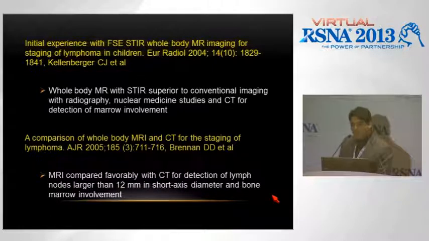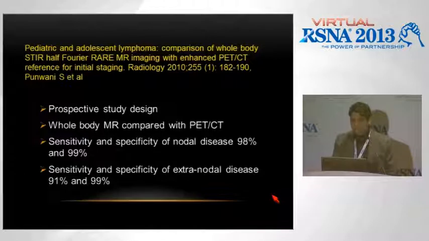So these are a couple of papers where STIR was used for staging of lymphoma in children, dates back to 2004, and it was superior, in fact, to the conventional imaging techniques, and that was especially for detection of marrow involvement. And another comparison of whole body MR and CT for staging of lymphoma, published in the AJR in 2005, demonstrated that lymph nodes larger than 12 millimeter in short axis MRI compared very well with CT for the detection.